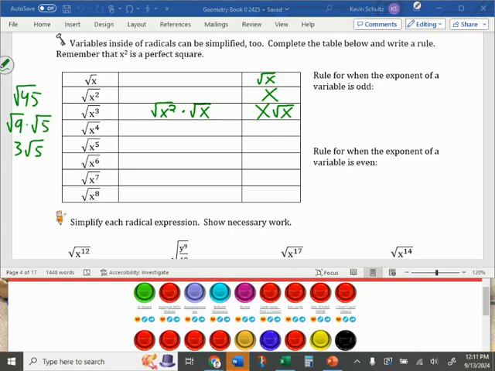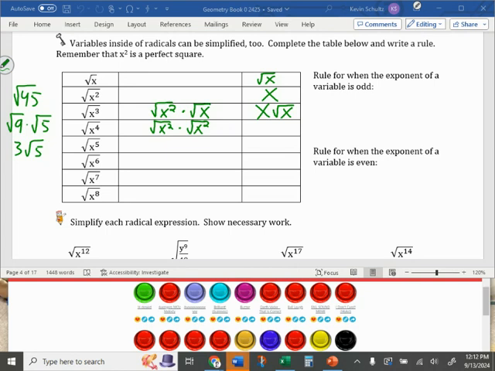Okay, the root of x to the fourth. What can we pull out of x to the fourth? What times what, including a perfect square, is x to the fourth? X squared times x squared. Very good. X to the fourth can be broken down to be the root of x squared times the root of x squared. So it's x and x, so it's just x squared.